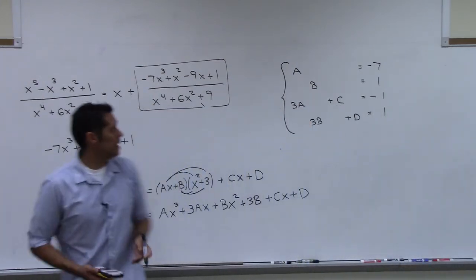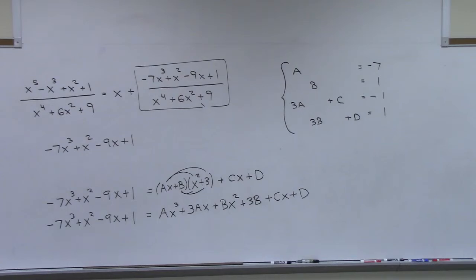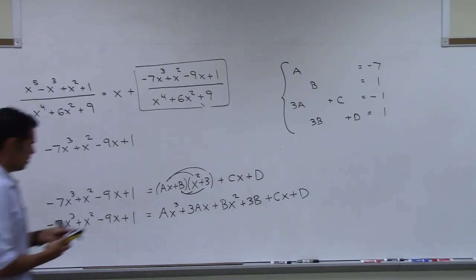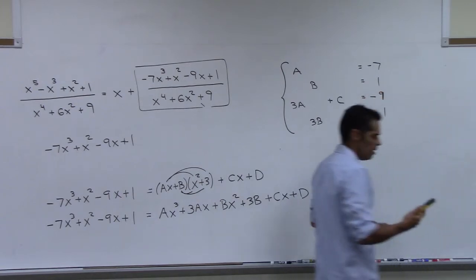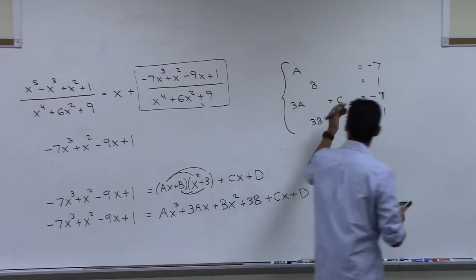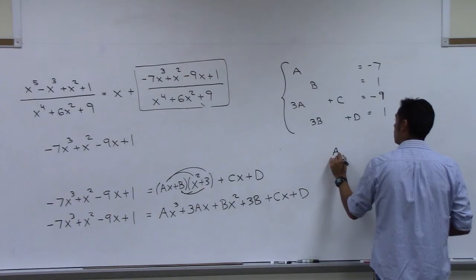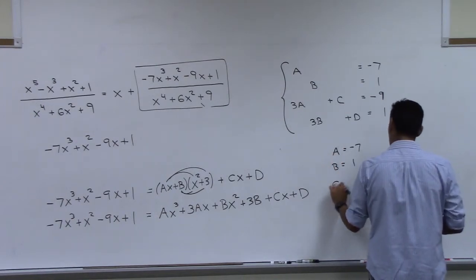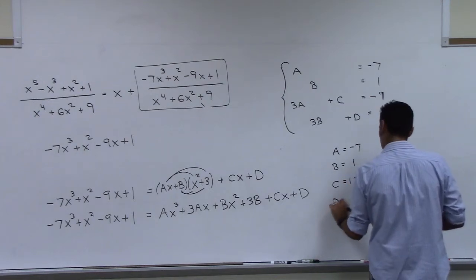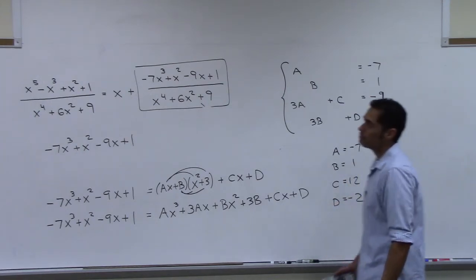So we already had two of the answers just by looking. Oh, -9, yeah, -9 here. There we go. Okay, so the answers are, you can tell by looking what A and B are: A is -7, B is 1, C is 12, and D is -2.